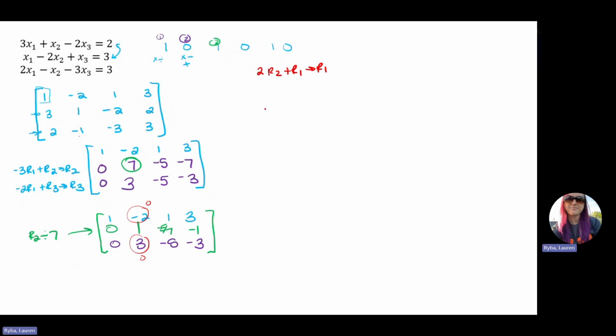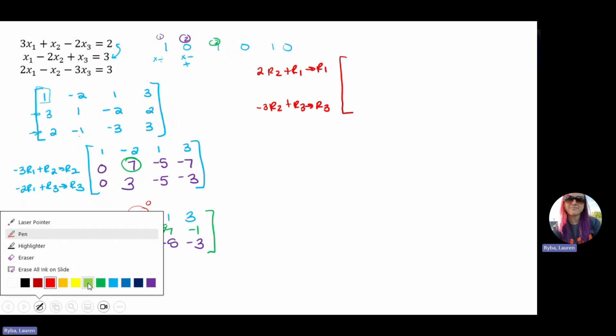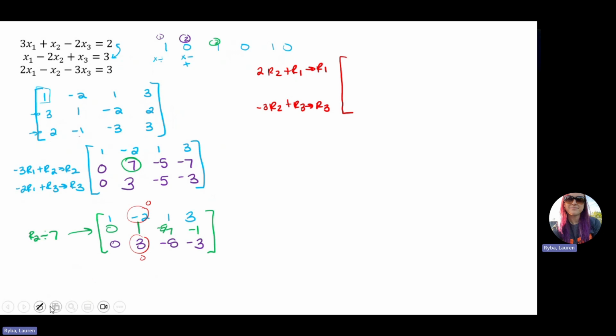And then if I work with the bottom row, the opposite of 3 is -3. So I'm going to take -3 times the 1, which is in row 2, add it back to row 3, and replace row 3. So I'm keeping the middle row here, and everything else is going to change. So 0, 1, -5/7, -1.